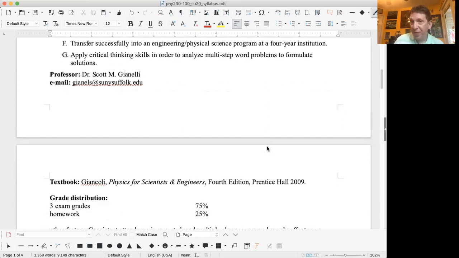There will be 4 exams, of which 3 will be counted. The lowest of your first 3 exams will be dropped. The 4th, which will be on the last day of the semester, July 21st, will count regardless of how well you do on that, so be mindful of that. And the homework counts as 25% of your grade, so the homework counts equivalent to a test grade.